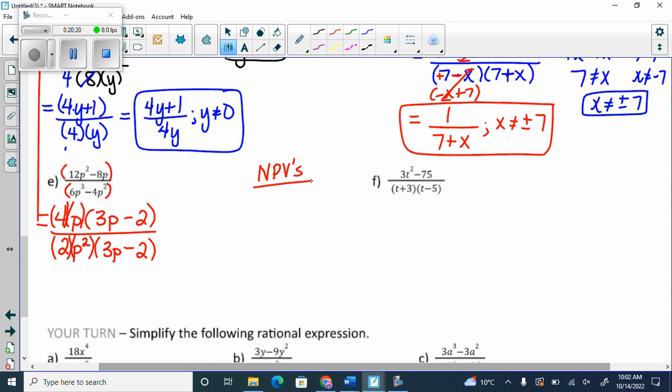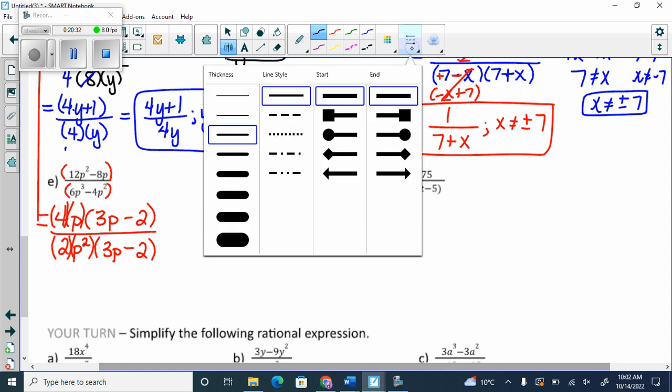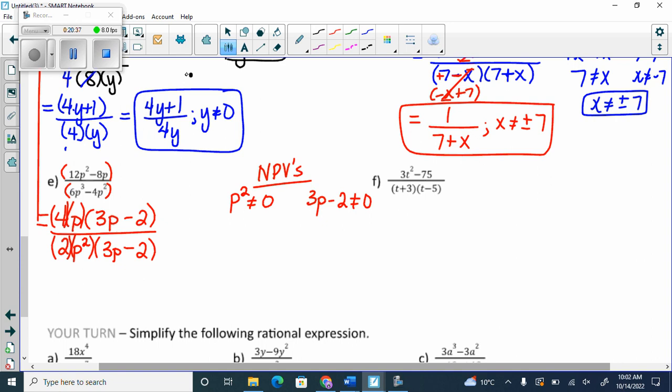So I have 2, not going to get me an NPV. I have p squared can't equal 0. And I have 3p minus 2 can't equal 0. So when I go to solve the p squared one, how do I get p by itself? Plus 2 square divided by 3. That one? Yes, but this one. We take the square root, and we can put a plus or minus sign in front of our square roots. So I'm going to get p can't equal plus or minus 0, which is just 0 because 0 doesn't have a sign, right?